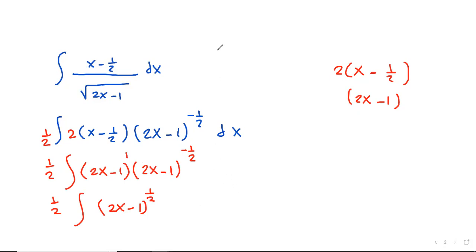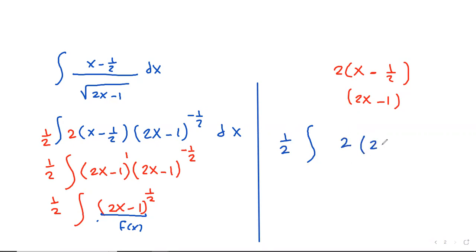Okay, now to apply the rule. This is the function f of x, and f prime x is 2. So we need to put 2 to apply the rule. We need to put 2 here to apply the rule to 2x minus 1 to the power of half. And because we put 2 in front of this expression, we need to multiply by half.